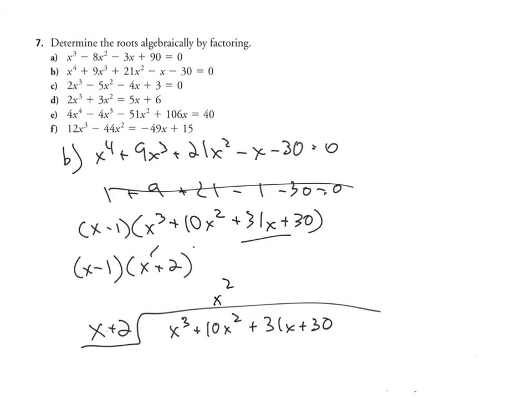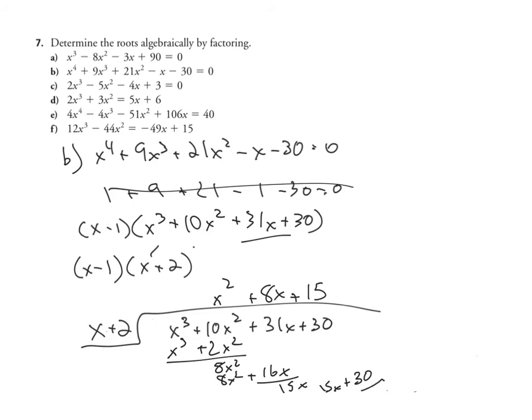So you got your x squared. That gives you x cubed plus 2x squared. It's 8x squared plus 8x. This is 8x squared plus 16x. This is going to be 31 minus that, so 15x. It's got plus 15. That's going to give you 15x plus 30. And your remainder is 0. Perfect. So this is x squared plus 8x plus 15.